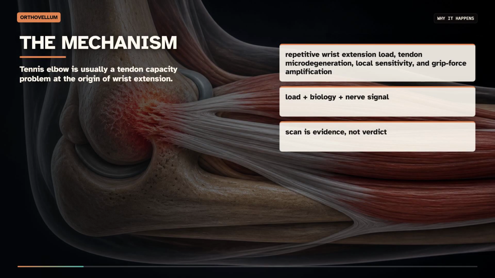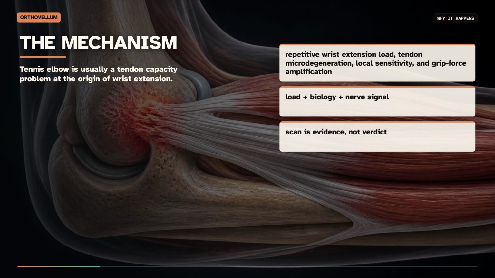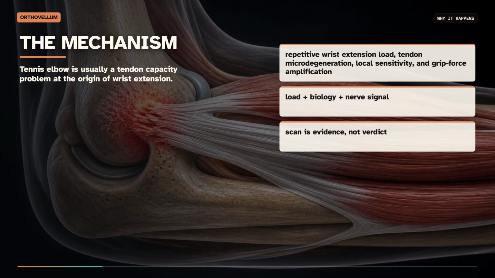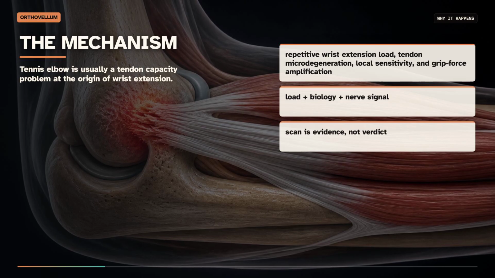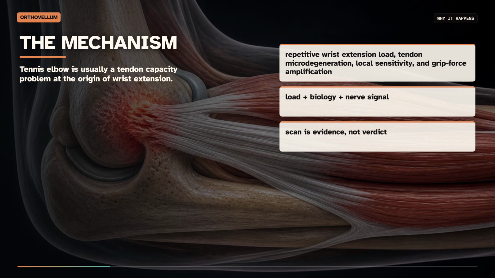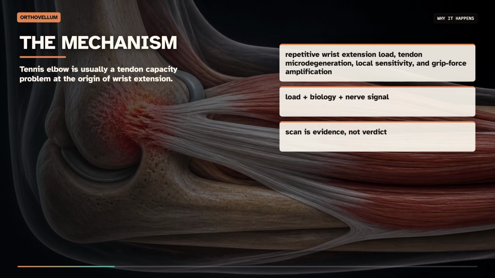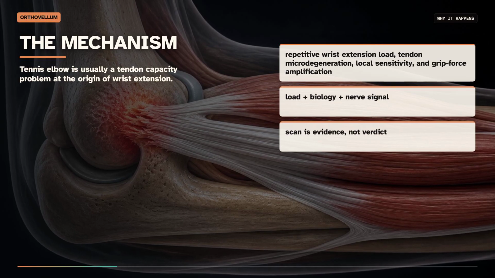The core mechanism is repetitive wrist extension load, tendon microdegeneration, local sensitivity, and grip force amplification. This is why two people with similar images can feel very different. Tissue appearance, load, inflammation, nerves, strength, and confidence all interact. For the lay viewer, the question is not, what word is on the scan? The better question is, what system is failing? For the resident, the question is sharper. What is the pain generator, what is the structural risk, and what can safely wait?